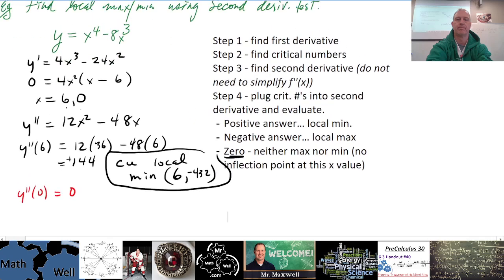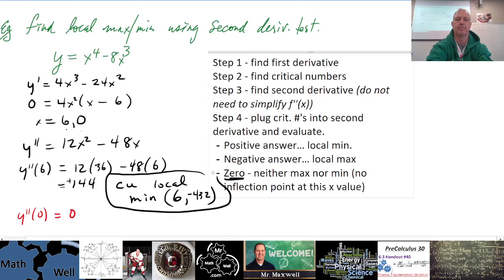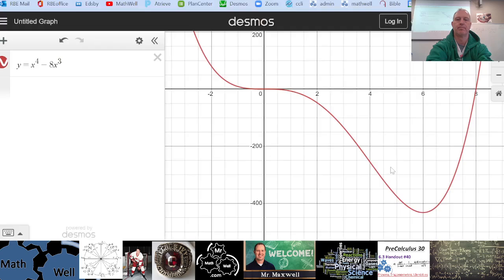So x to the 4th. Actually, I'll get you guys some graphing calculators, and I'll do this on Desmos as well. All right, so here's the graph, and notice that we do have a local minimum down here, 6, negative 432. Awesome. And in this area here, it's not concave up or down at this point. So if we chose a point over here, then that would be concave up, or a point over here, that would be concave down. But because this is the point of inflection, right, there's no concavity there, so it is a point of inflection, not a local max or min.